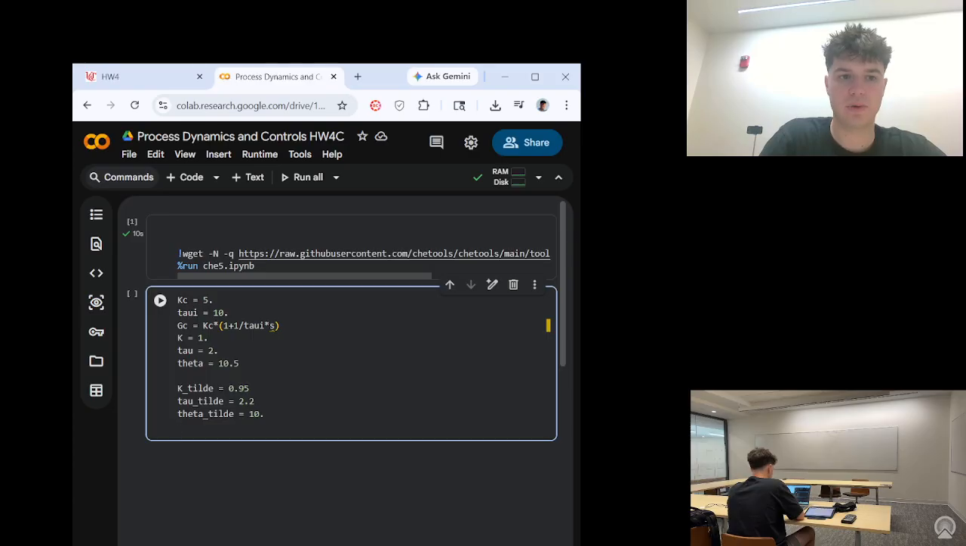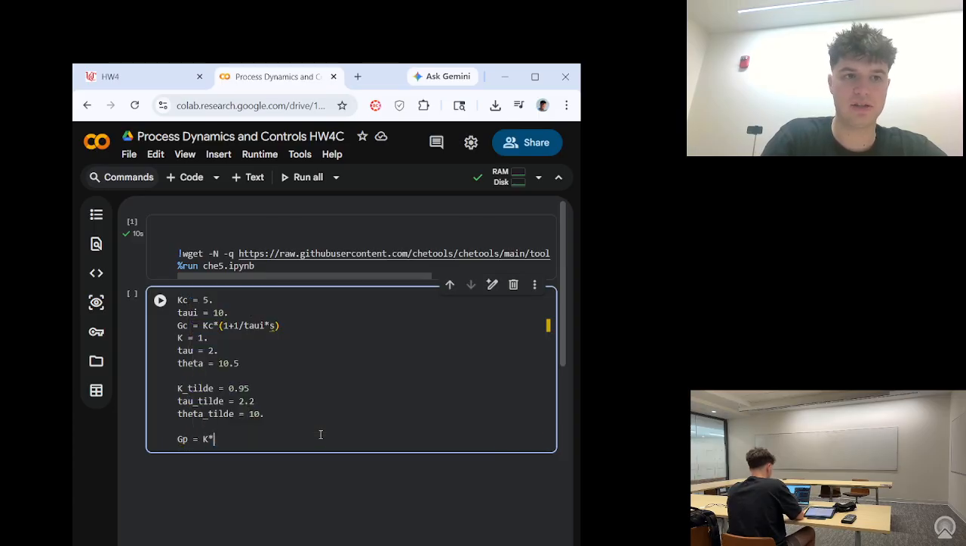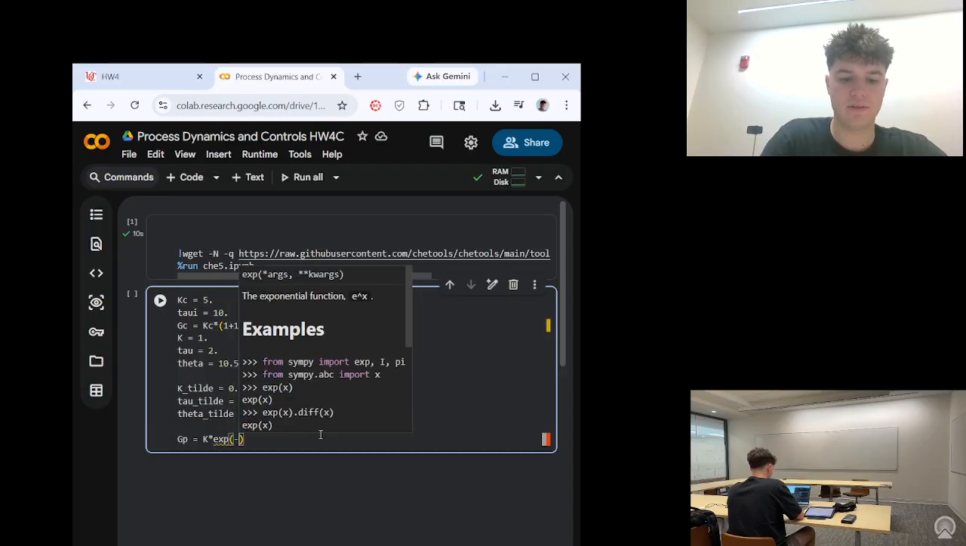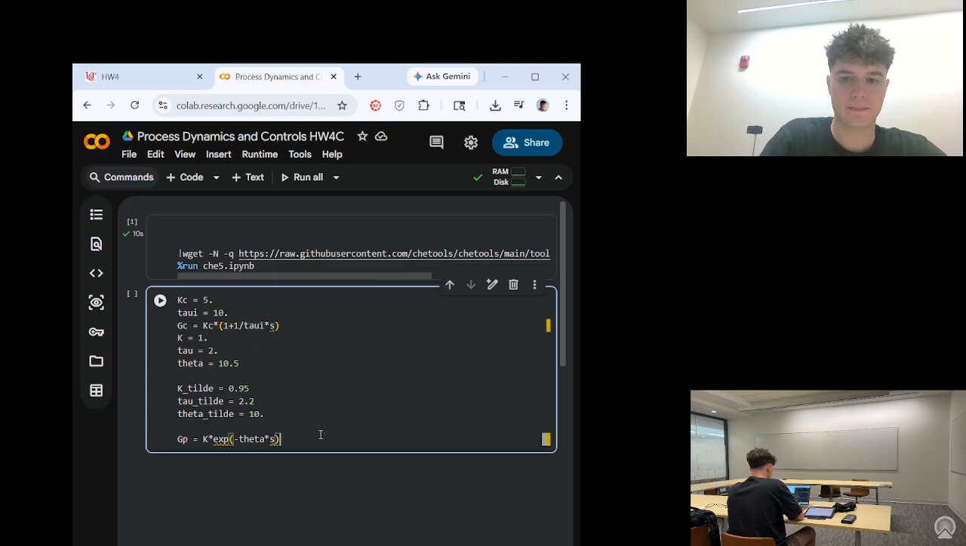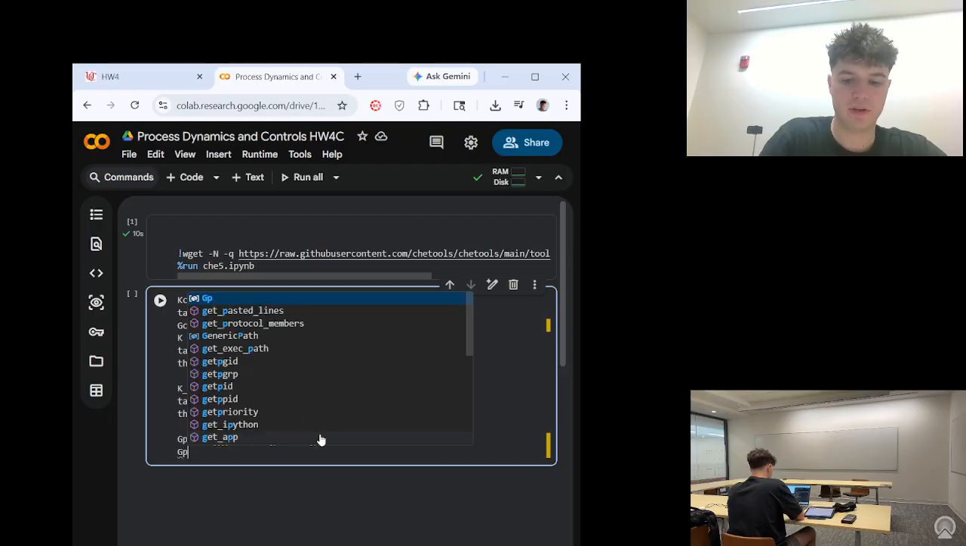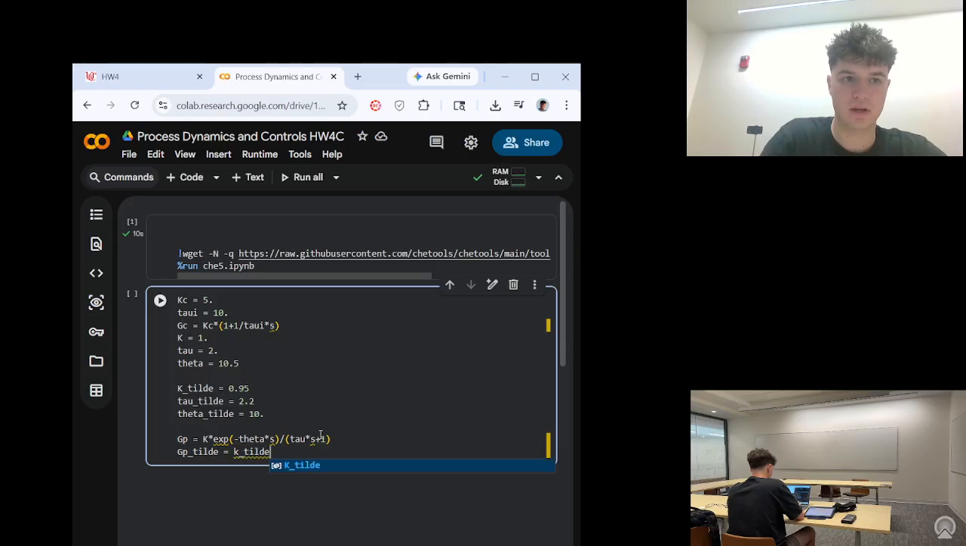Now we need to put in some of our equations. So our first is GP, and GP is going to be equal to K to the power of negative theta S divided by tau times S plus 1. Then we also need our GP tilde, which is going to be equal to K underscore tilde divided by tau tilde times S plus 1.